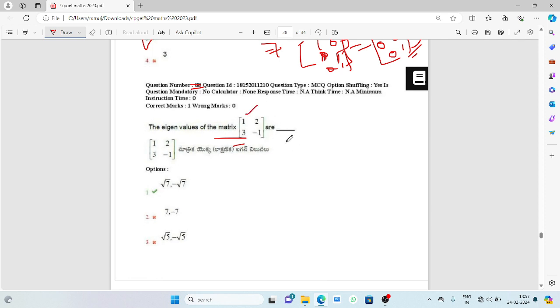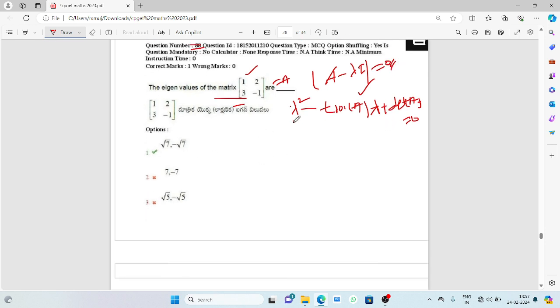How can we find the eigenvalues of a 2 cross 2 matrix? We can directly write lambda square minus trace of A times lambda plus determinant of A equals 0. That will give you the characteristic equation. By applying this simple formula, we can find it directly. We need not use A minus lambda I; that will also give you the answer, but it will take a lot of time.